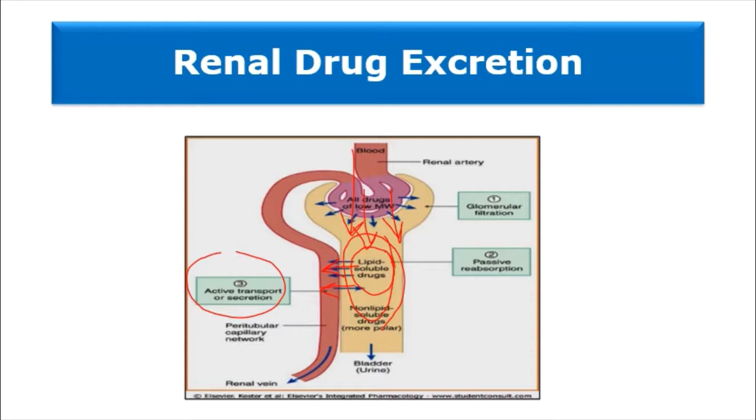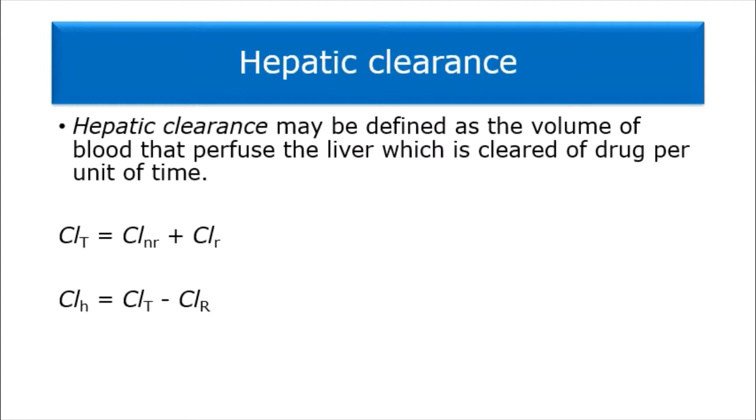Okay, so we have reached hepatic clearance. Hepatic clearance can be defined as the volume of blood that perfuses the liver which is cleared of drug per unit of time. This means that not all the blood that passes through the liver would be considered as the hepatic clearance capacity, because not all the blood that contains the drug will be cleared of the drug when it passes through the liver.